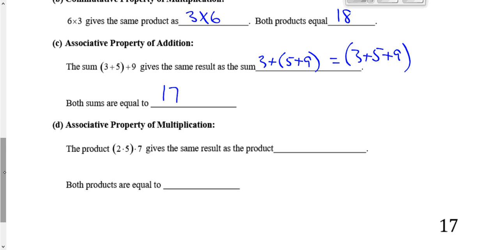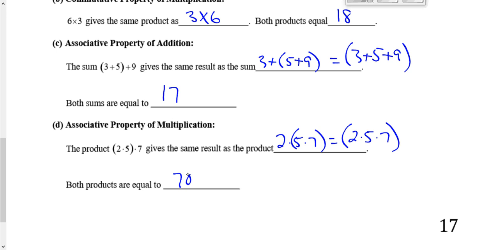Let's look at it with multiplication. Same thing. 2 times 5 times 7 will be equivalent to 2 times this group. I know this seems fairly obvious, but these are super simple examples to illustrate the point. And in all three cases here, you multiply to get 10 times 7, which is 70.